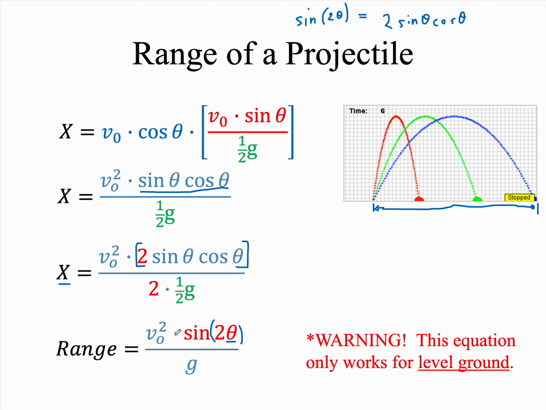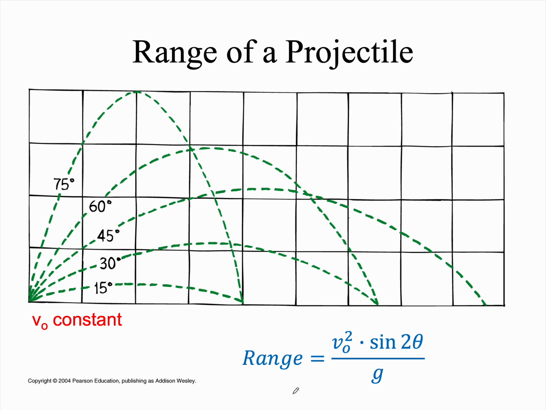So one quick warning on this one, this only works for level ground. In other words, it will not give you the correct range if you're launching off the top of a cliff. Why? It would give you the distance to here, but that's not where this thing's going to land. It's going to land somewhere over here, and the range would actually be this distance. Nor will it work if you're launching up into some sort of an area up here. When you launch it here, it's going to end up landing earlier than the range equation would give you. So this only works for level ground. So this is our caveat. You can't use it everywhere.